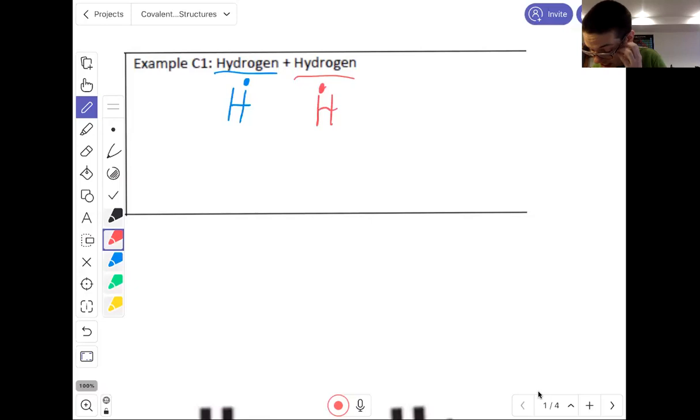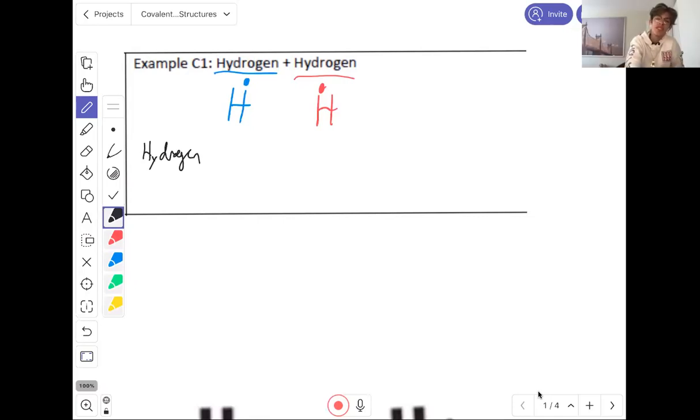And for hydrogen, how many are they looking to have by sharing? 2. Only 2, yes. So hydrogen, why do they only go to 2? Because he's so little, he's too little for a full 8. He can only handle 2. But don't they still want 8, right? But they can only go to 2.